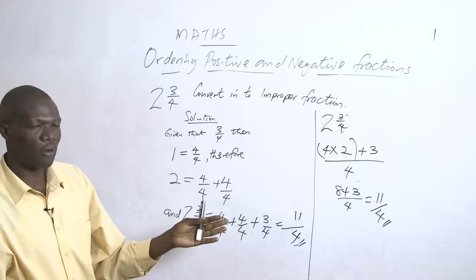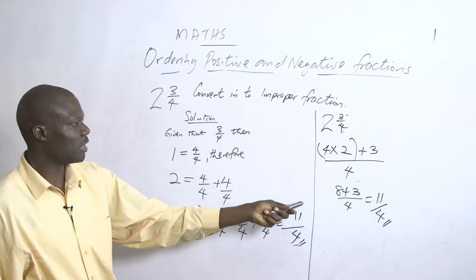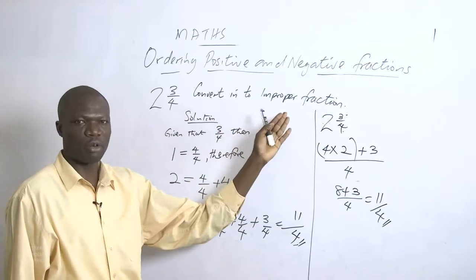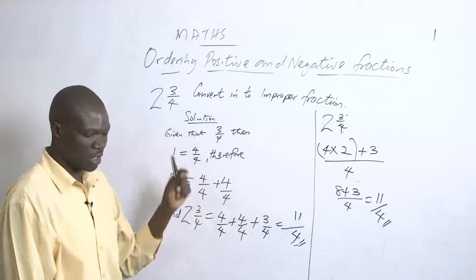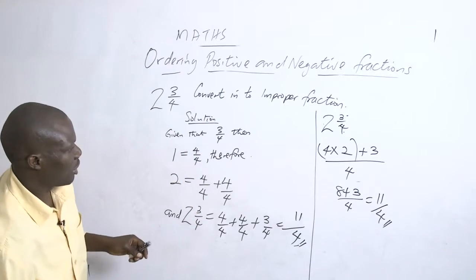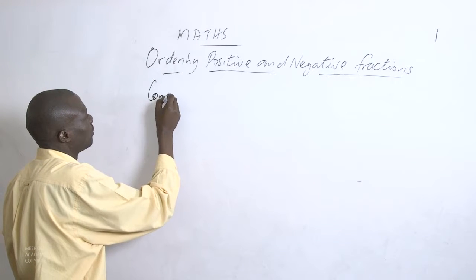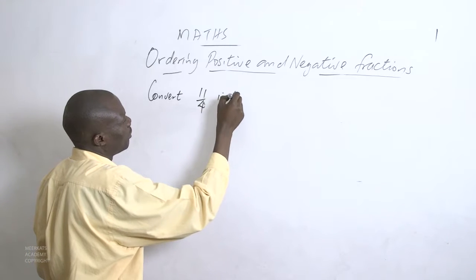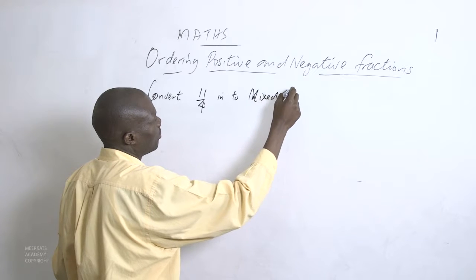We should also be able to convert backwards, that is from an improper fraction to a mixed numeral. Let us look at that. Convert 11 over 4 into a mixed numeral.